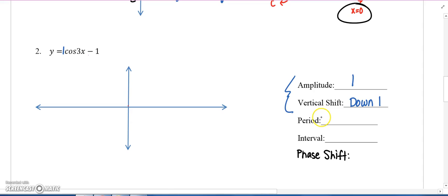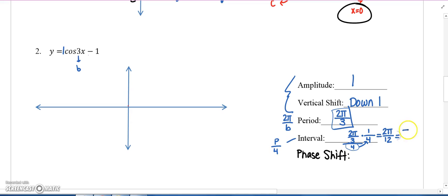Alright, now the new stuff. Period. So again, remember, period is 2 pi divided by b. That is our b value. So the period here is 2 pi divided by 3. And that doesn't simplify, so there it is. The interval is period divided by 4. So if my period is 2 pi over 3, I would take 2 pi over 3 and divide it by 4. Once again, complex looking thing here. So instead of dividing by 4, I'm going to multiply by the reciprocal of 4. And that gives me 2 pi over 12, which is pi over 6. So there is my interval.